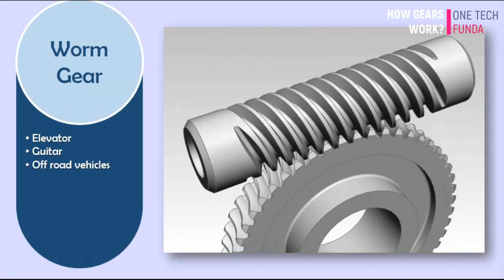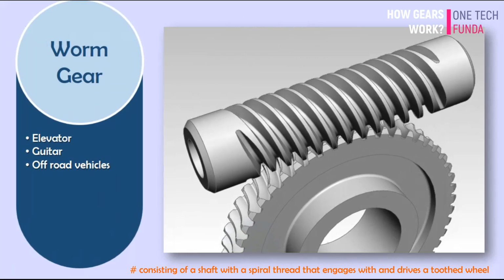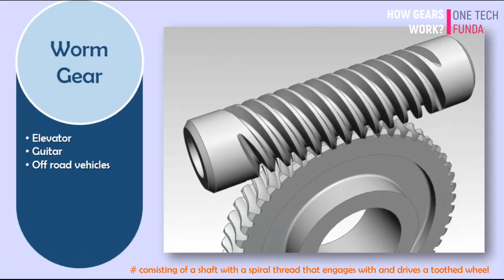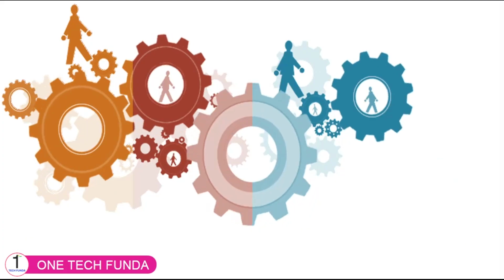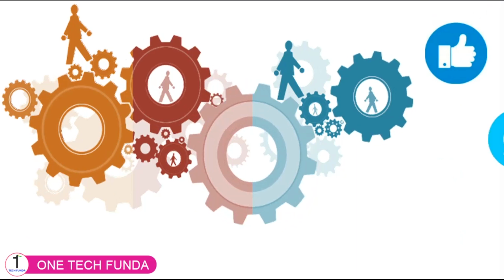Worm gear. A worm gear is a gear consisting of a shaft with a spiral thread that engages with and drives a toothed wheel.